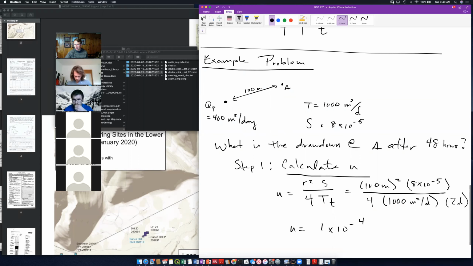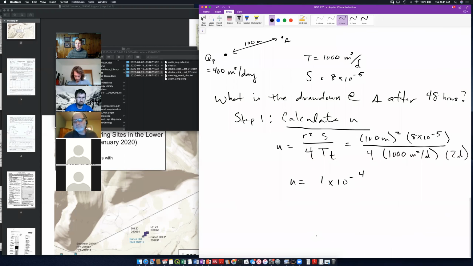All right, let's look at units here. Meters squared, those cancel out. 1 over day times day, those cancel out. So u is unitless. And we get 1 times 10 to the minus 4. All right, so now there are a few different ways we can get the well function. Like in your book, there's a table where they basically have tabulated values of W(u). So in that table, you'll say, oh, u is equal to 1 times 10 to the minus 4, and it'll give you W(u).